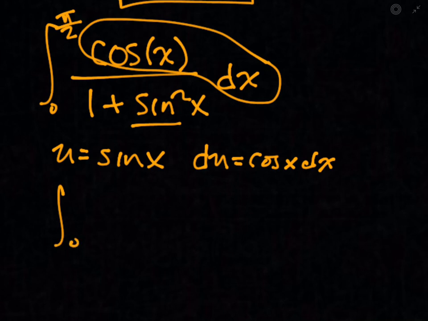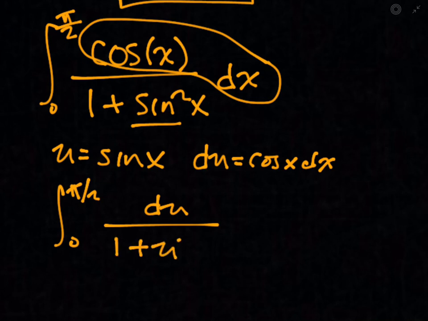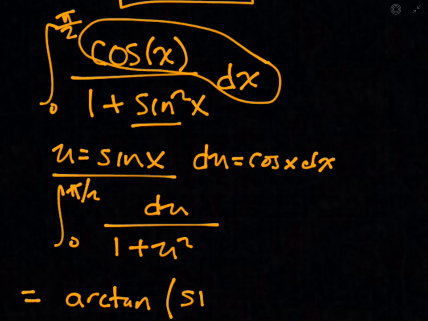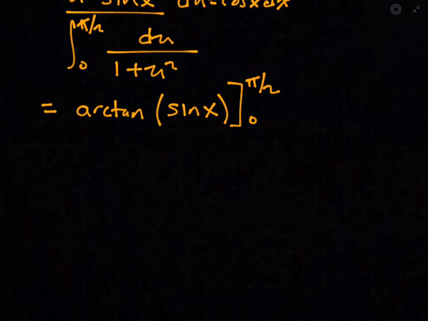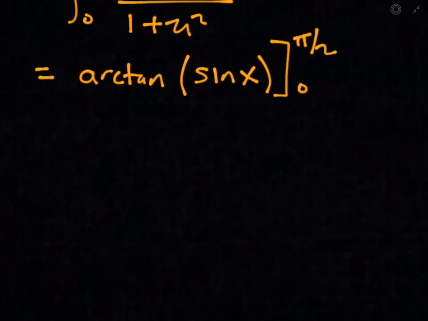So we could say it's the integral from 0 to pi over 2 of du, that's the numerator, over 1 plus u squared. That's arctangent, and we know the antiderivative is the arctangent of u. Well, u is just sine x, not plus C. It's actually a definite integral from 0 to pi over 2. And we can actually work that out right down here. So the arctangent of sine x from 0 to pi over 2.